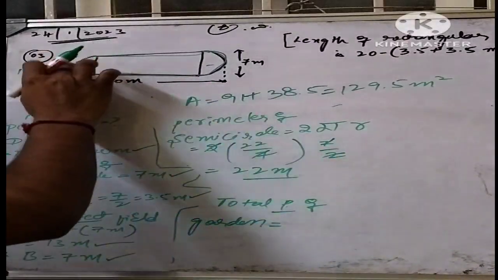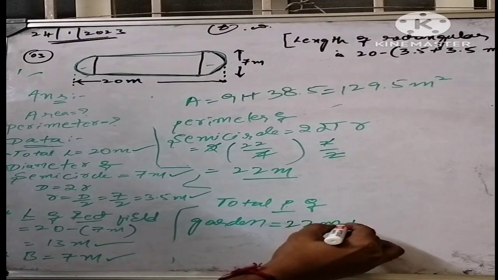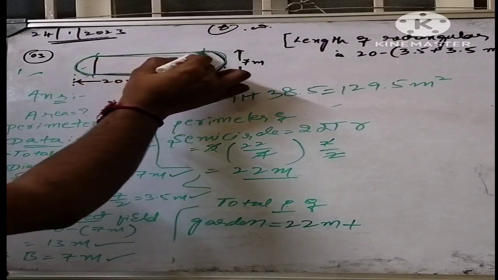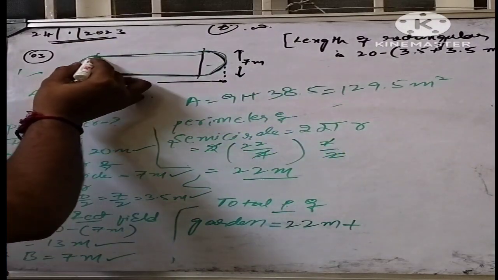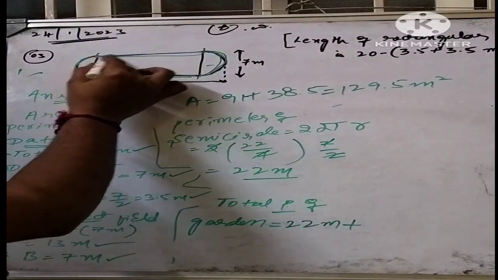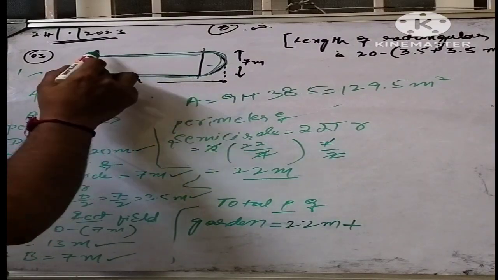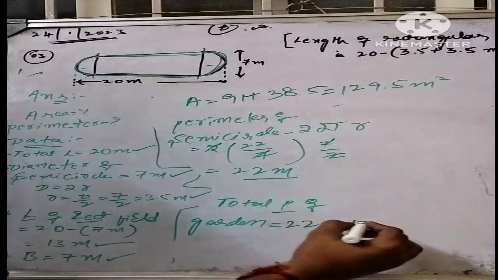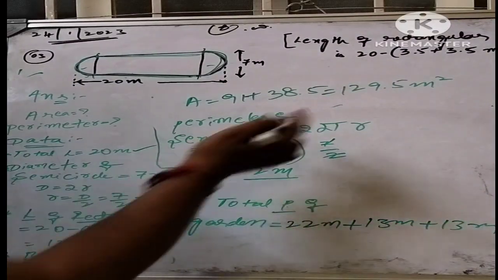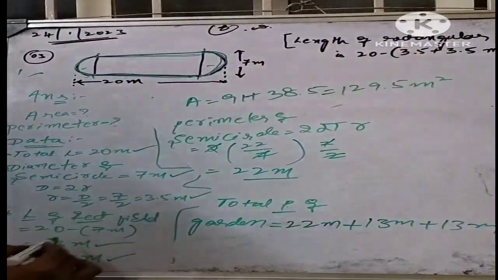So the total perimeter of the garden: two semicircles perimeter is 22 meter, and we have also found this length, from here to here and from here to here. Then only we will get the total perimeter. From here to here the perimeter is 22 meter, and from here to here the length we have found is 13 meter, and here to here is 13 meter. This is given in the question only. Length of the rectangle is 20, so minus 3.5 plus 3.5 meter. By that only we have calculated this.